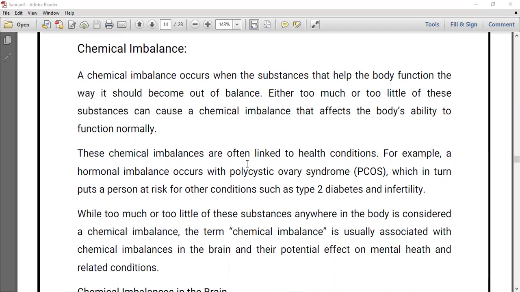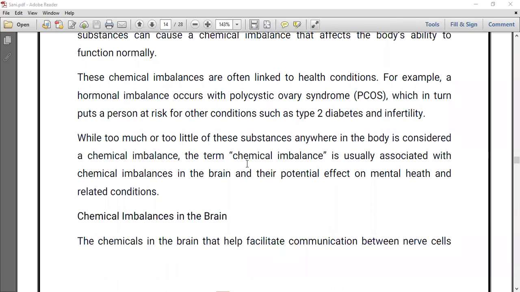For example, hormonal imbalance occurs with polycystic ovary syndrome, which in turn puts a person at risk of other conditions such as type 2 diabetes and infertility. Too much or too little of these substances anywhere in the body is considered a chemical imbalance. The term chemical imbalance is usually associated with the chemical imbalance in the brain and its potential effect on mental health and related conditions.